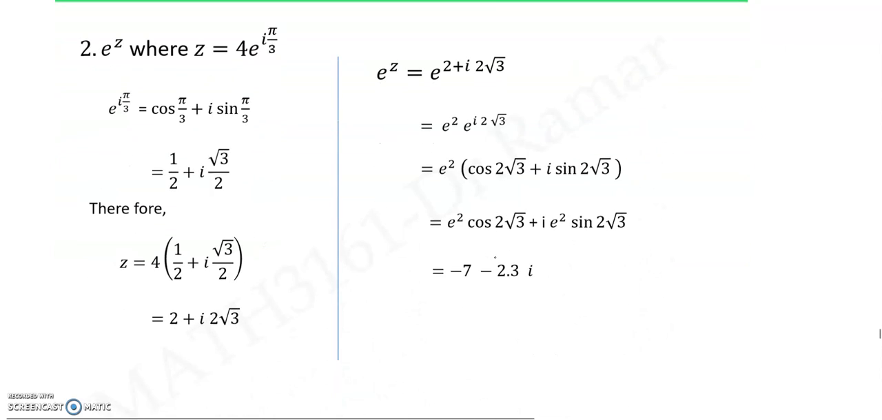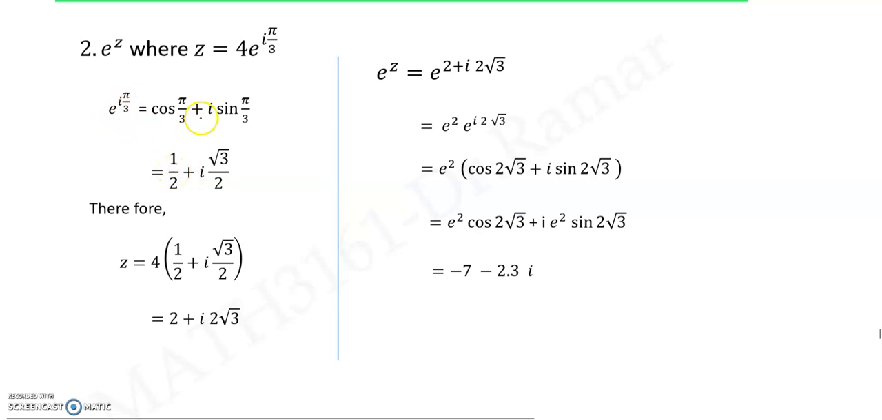Now you see the second question, e to the power z, where z equals 4 multiplied by e to the power i pi over 3. Now what is z? This one. So first we have to expand this, we have to find the z. Okay, now e to the power i pi over 3. What is e to the power i pi over 3? Now expand this, then you can find the complex number. Now this is the value of e to the power i pi over 3.